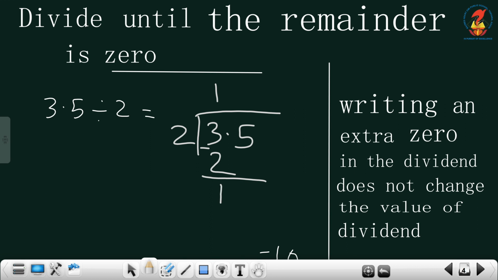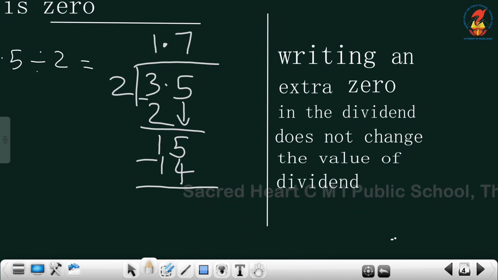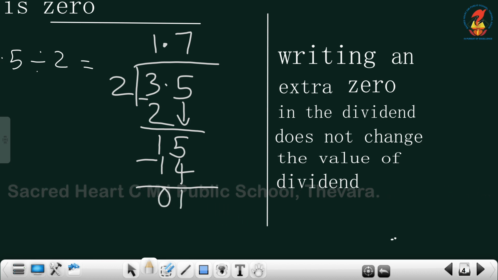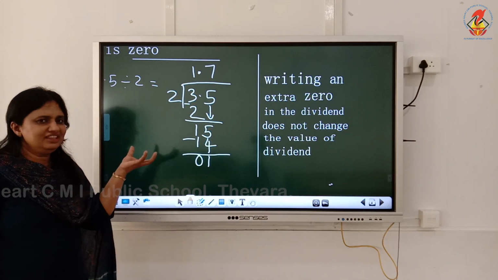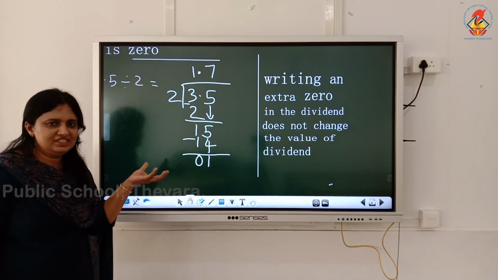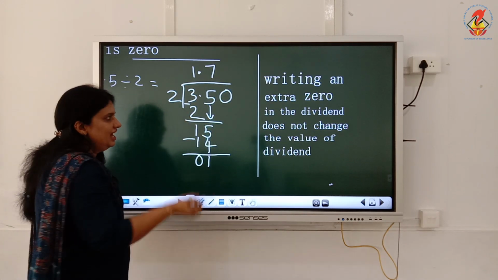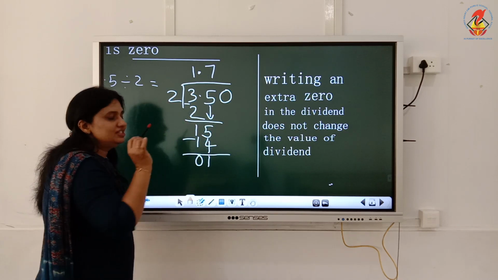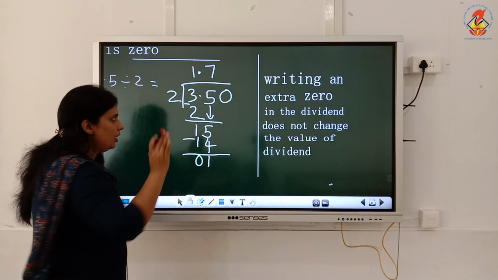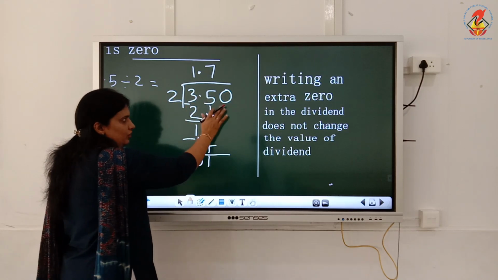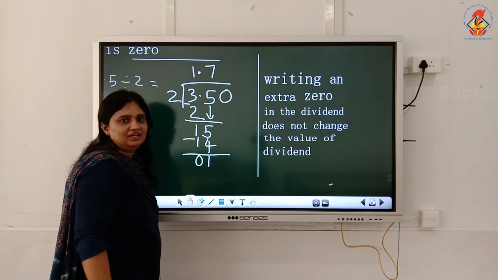And the next digit down, just before I need to put one point here, and I can take the next digit down, that is 15, and 2 sevens are 14. See this, and 15 minus 14, the remainder is what? 1. And I need to make the remainder 0. How is it possible? I need to add one 0 in the dividend. Adding one 0 in the dividend does not change the value of the dividend. So I can add it like that. So one 0 is there and the remainder is 1.